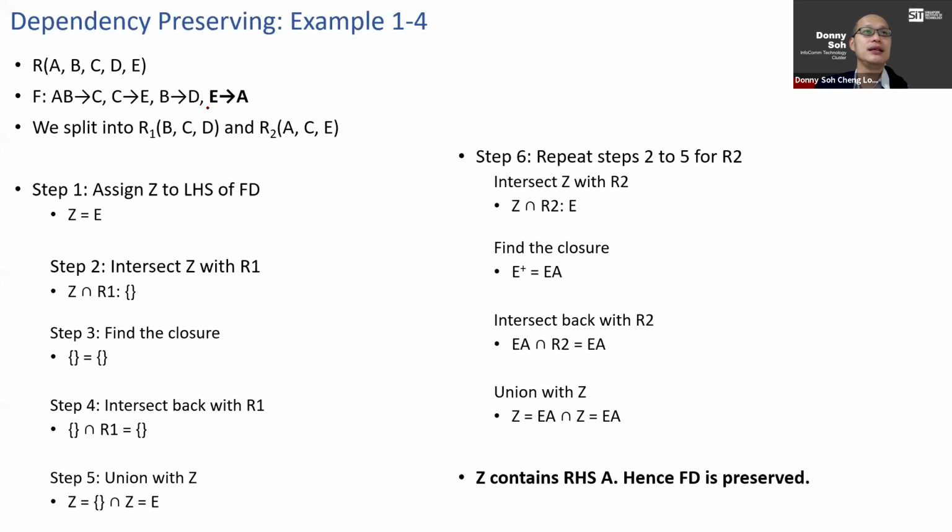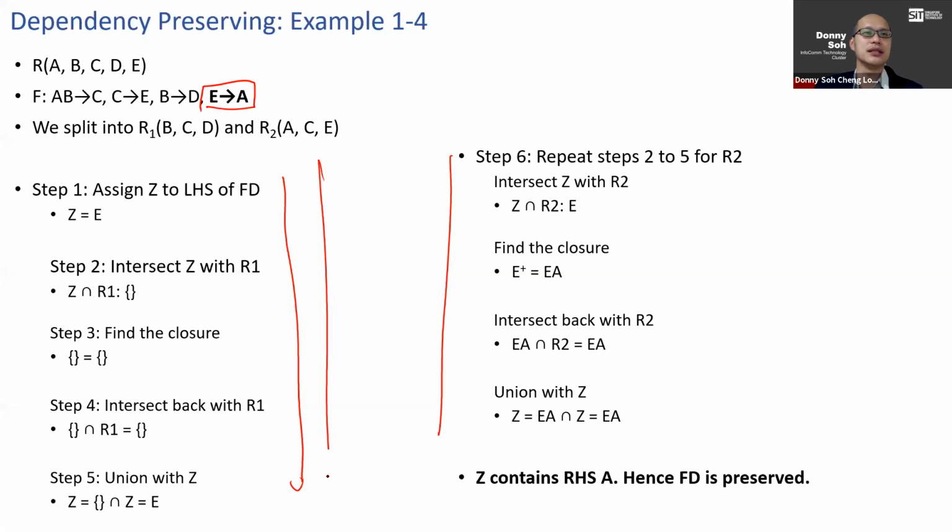And the last one, E implies A. So actually, if you look at this, it is the empty set. Then you intersect with the empty set, and when I find the closure, when I find the union and intersect back, I will find that my right hand side is also in my Z, and I can then declare that it is preserved.